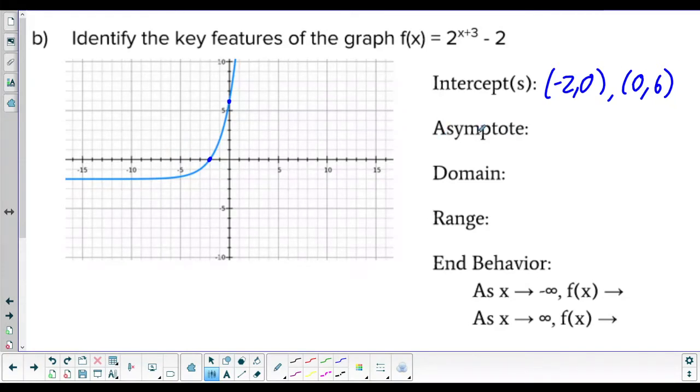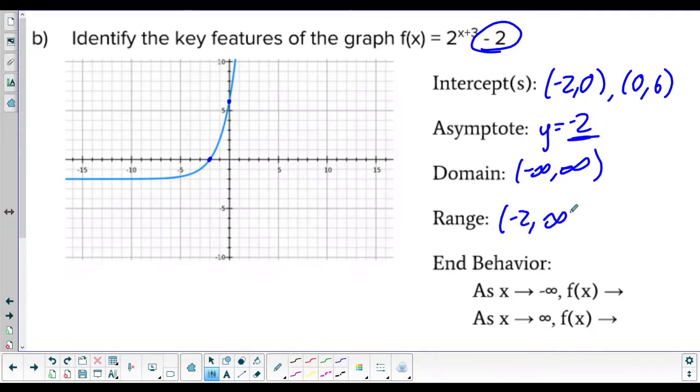For our asymptote, we can just look at this right here. This is our k value. So our asymptote is going to be y equals k, so -2. Our domain is always all real numbers, so -infinity to infinity. Our range goes from the asymptote value, -2 to infinity.